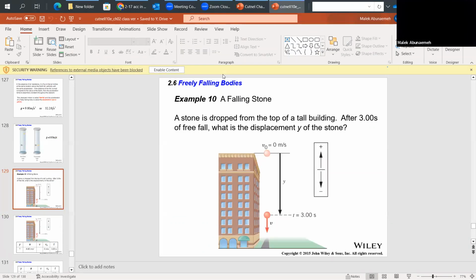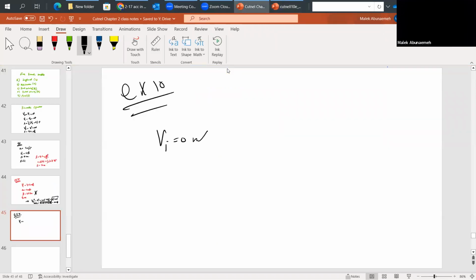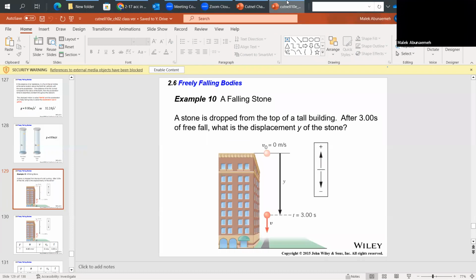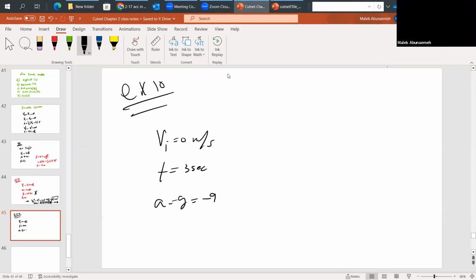So your v naught is 0 meters per second. At 3 seconds, so your t equals 3 seconds. And it's falling down in free fall, so your acceleration, which is gravity, is minus 9.8 meters per second squared. And you are looking for your displacement, which is your y or your x.